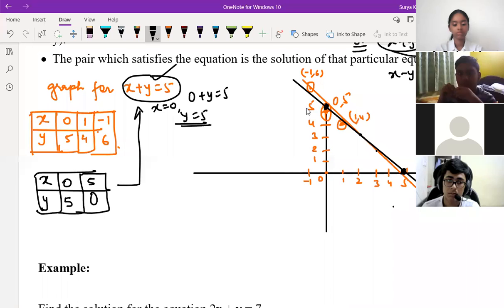Sir, instead of 0 and 5, we can take 6 and -1 also? In both, your wish, no problem. But why am I taking 0? Because you will get points on the axis only, and axis matching is very easy. Understood, Nihal? Yes, sir. The axis thing will be very easy to draw the line. You can take -6. I've taken -1 and 6 here.